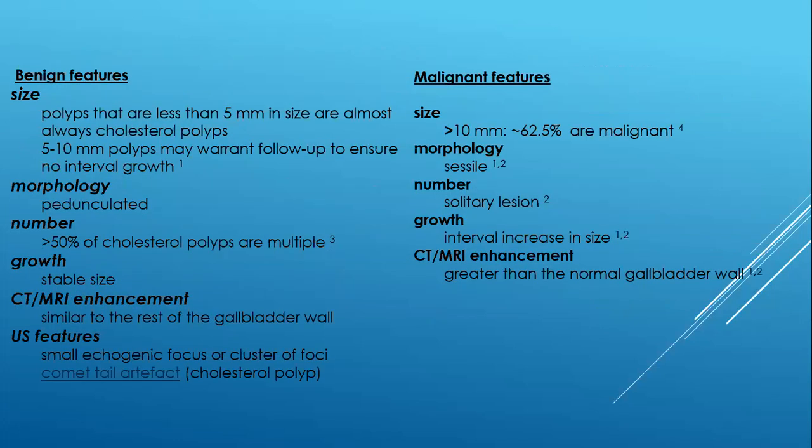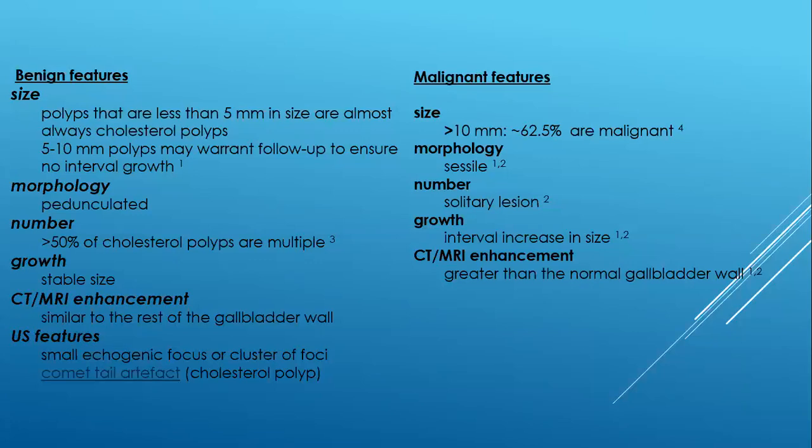Differentiating between benign and malignant features of a polyp: size. Polyps that are less than 5 millimeters in size are almost always cholesterol polyps. 5 to 10 millimeter polyps may warrant follow-up to ensure non-interval growth. For malignant size, more than 10 millimeters, meaning 1 centimeter, 62% are malignant.